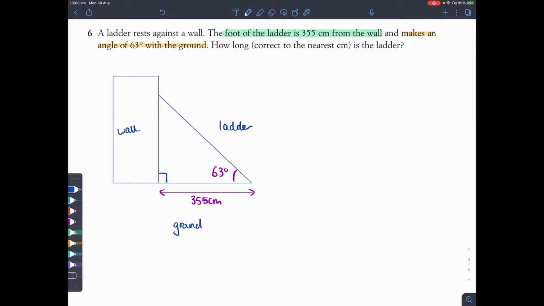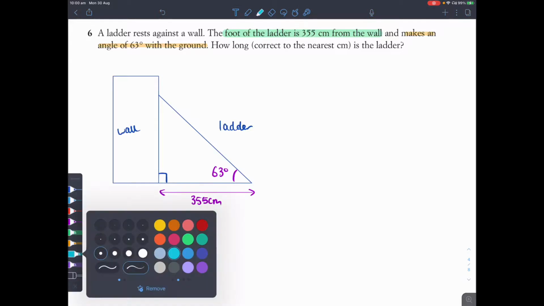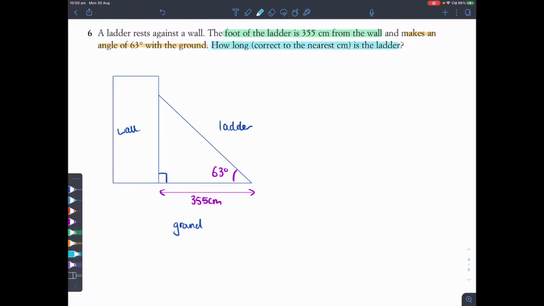So what are we finding here? The question says to find out how long, correct to the nearest centimeter, the ladder is. So we're trying to find out this bit here, that distance there, and we'll call that x. Okay, so what do we have? We have the edge that is opposite our right angle, and that's the hypotenuse. We've also got the edge here, which is right beside, or adjacent to, our angle. So we'll call that A for adjacent.